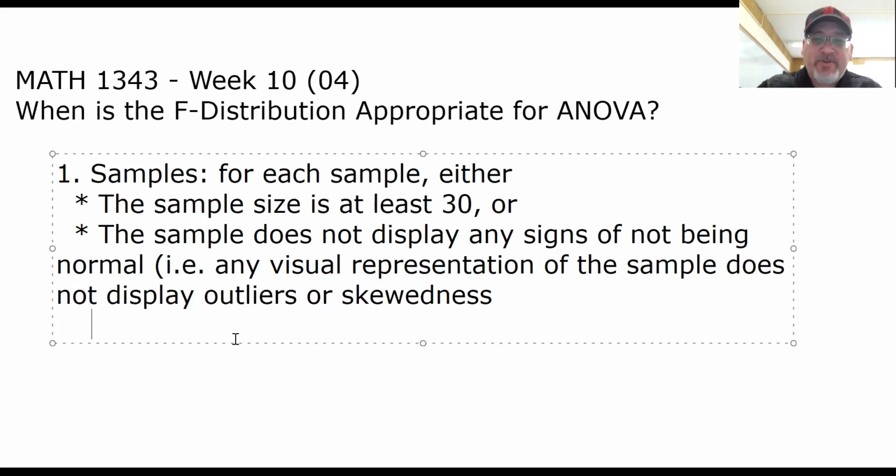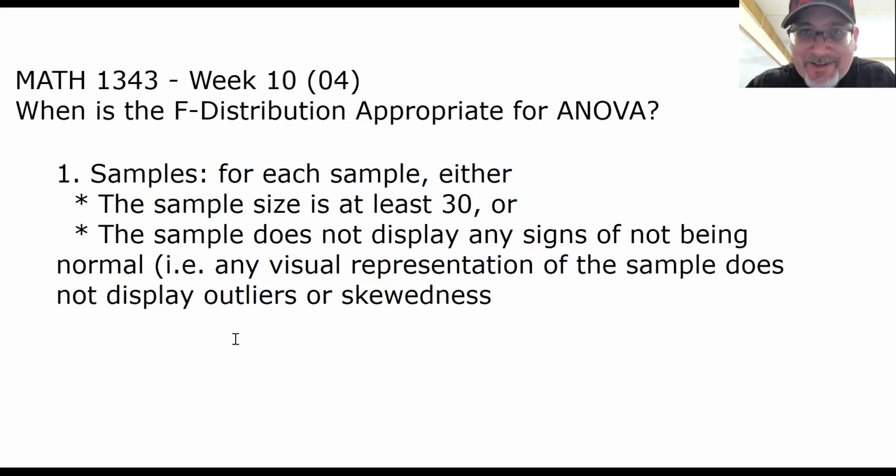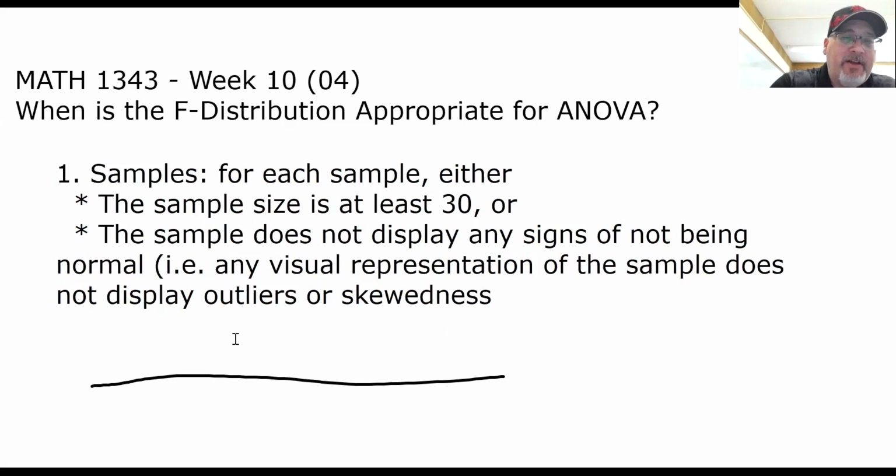So what do I mean by all this? Well, the sample size being at least 30 is pretty obvious. There's nothing really to explain there. But when I say the sample does not display any signs of not being normal, in other words, any visual representation of the sample does not display outliers or skewedness. Let's say we have a dot plot and it looks like this. Would you say these 6 dots really have any outlier or are skewed in any particular direction? Me neither. So this sample would be okay.